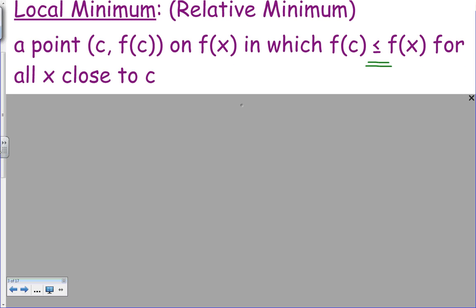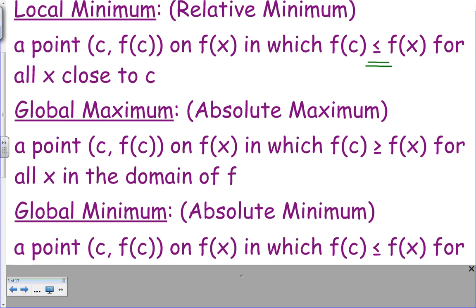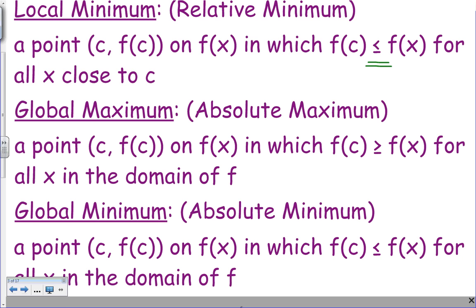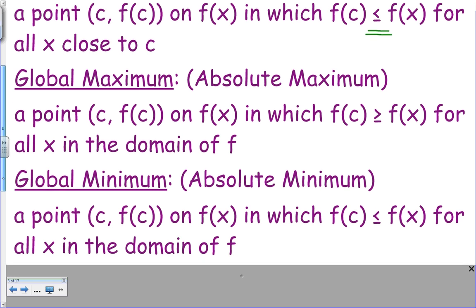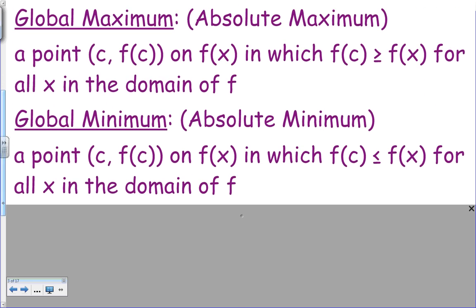Now, along with local minimum and local maximum, we have what are called our global minimum and our global maximum. So our global maximum, also known as an absolute maximum, we'll use the term global, but those are other terms. That's another term we use to describe this. A global maximum is a point (c, f(c)) on the function f(x), in which f(c) is greater than or equal to f(x) for all x in the domain of f. Notice that's what changes here between the two.